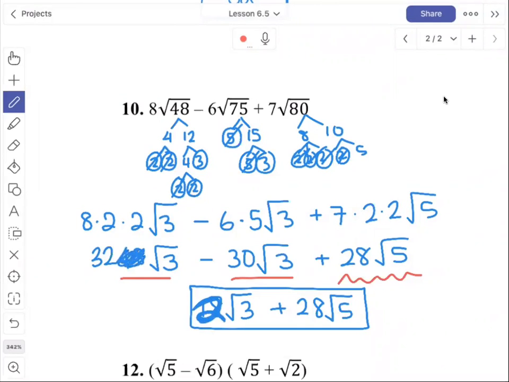Mrs. Leong, yeah, question. If we do different factors for the radicals, like 48, we do like 2 and 24, or like 40 and 2. Would there be the same answers? Yeah, you would do the same. Yeah. So if you got 2 and 24, when you break it down, it would be the exact same. Okay. Great question. Yeah.